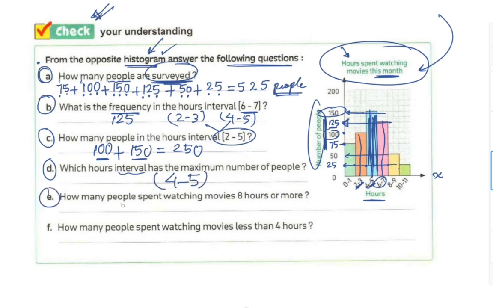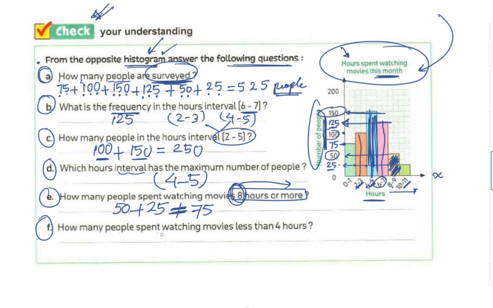E. How many people spent watching movies 8 hours or more? So start from 8 and more. From 8, start from here. So we need this column, which has 50, plus anything more. These intervals are more than 8. It's 10 to 12, so I need this one, 25. So 50 plus 25 equals 75.